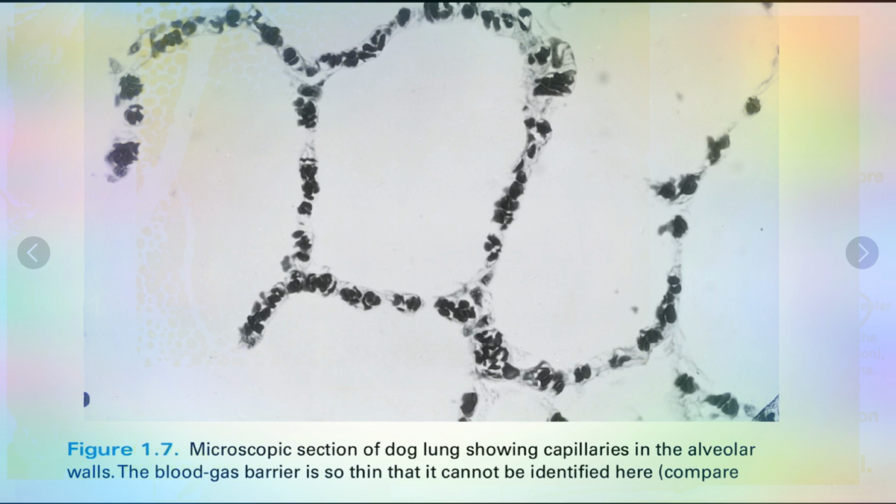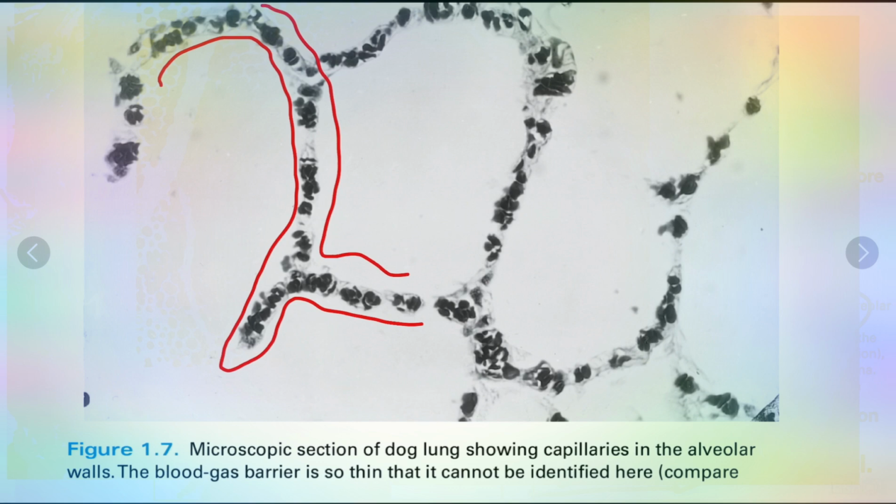So this is another diagram, showing a microscopic section of dog lung with capillaries in the alveolar wall. We know this is the alveolar wall. These are alveolar walls, and inside them the blood-gas barrier is so thin that it cannot be identified here.